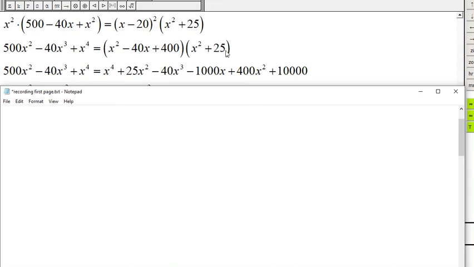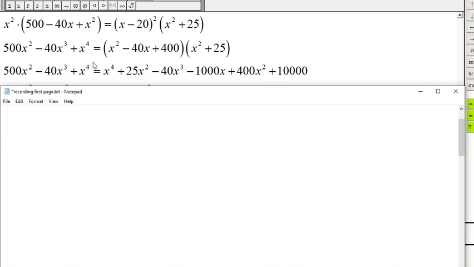And then multiply this out. X squared times x squared is x to the fourth. X squared times 25 is 25x squared. Minus 40x times x squared is minus 40x to the third, minus 40x times 25 is minus 1000x. 400 times x squared is 400x squared. 400 times 25 is 10,000.